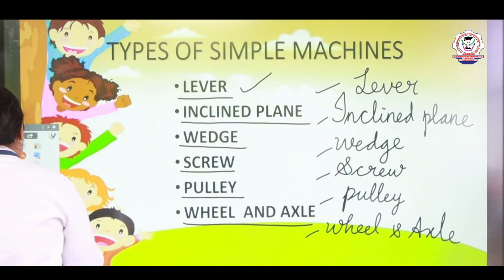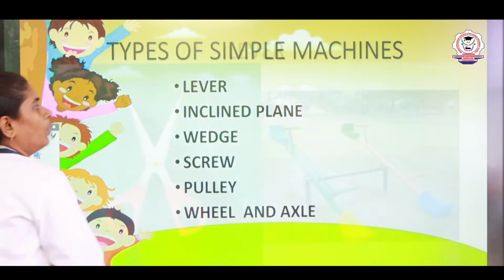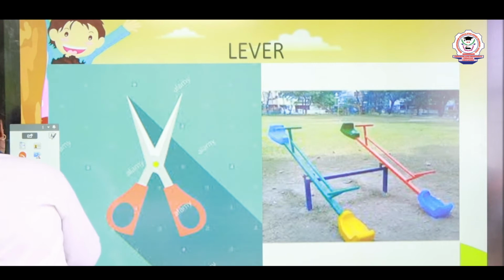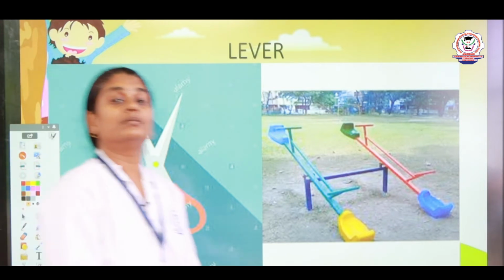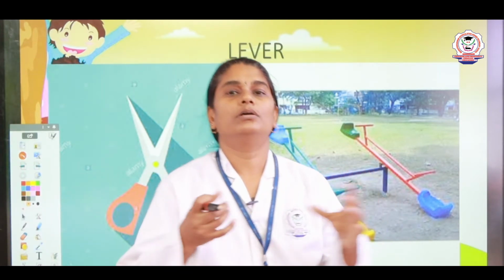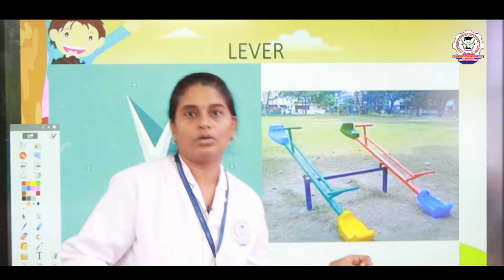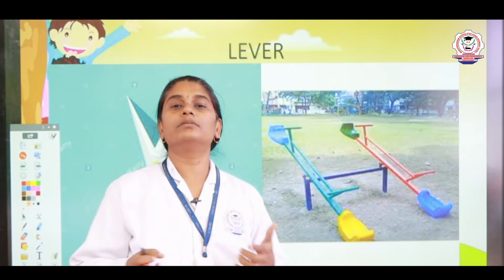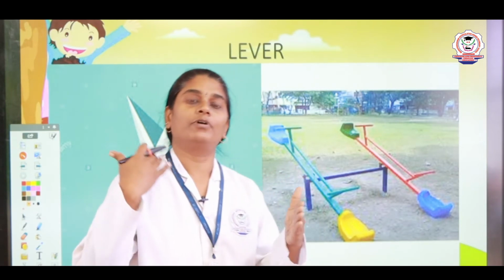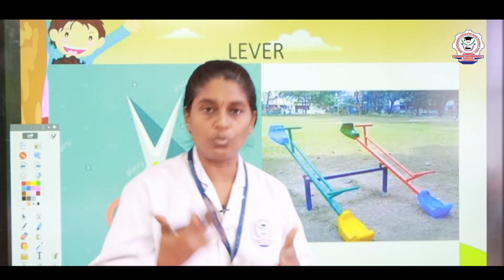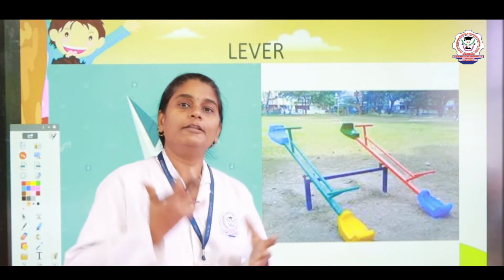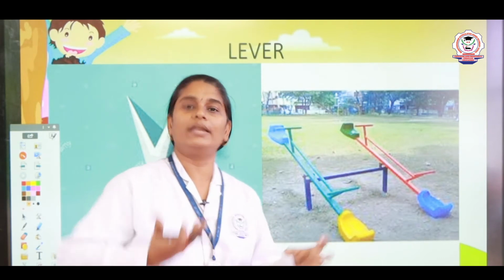First, we will see what is a lever. A lever is in the shape of a rod, as you can see here. These types of levers help to open or cut things, or they can also be used for lifting or moving any object.